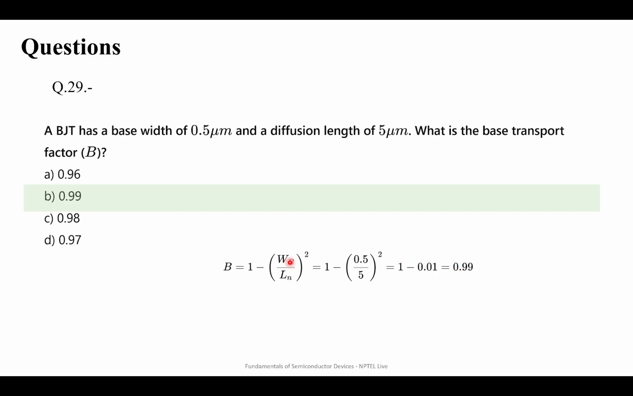You can see your WB is your base width and your Ln is your diffusion length, which is dependent on your doping. So a higher doping would mean a smaller diffusion length, which will reduce your base transport factor. So to have the best base transfer factor, your base width should be less and your doping should also be less, so that your diffusion length is higher.